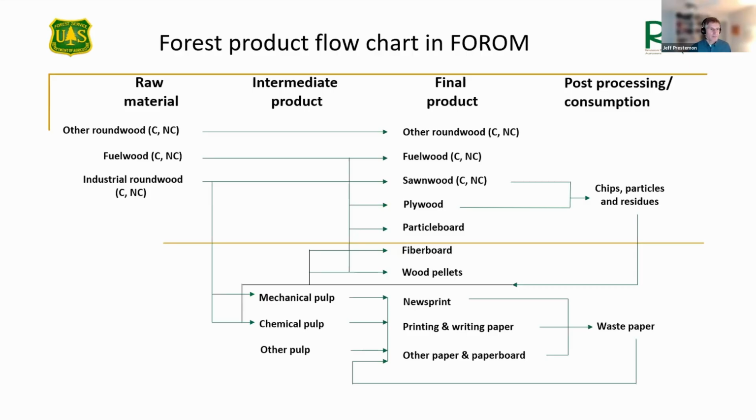other paper and paperboard. It has a cascading setup so that any kind of mill residues or even post-consumer paper that can go into the pulp sector really can feed back into the model to help us understand how these kinds of inputs move across manufacturing within the United States and globally, so that we can have a really better understanding of fiber flow.